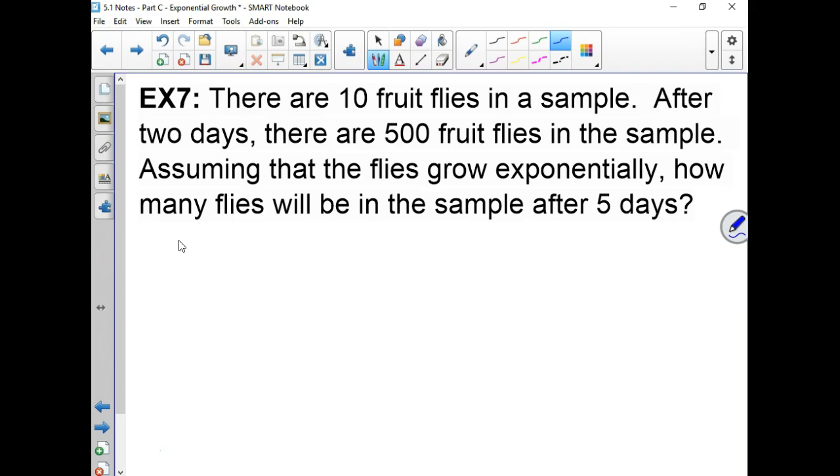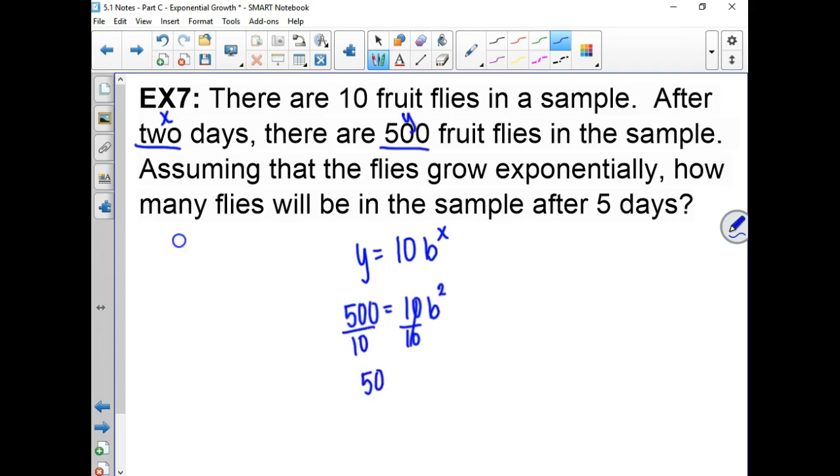So if we start with 10 fruit flies, we've got y equals 10 times b to the x power. We do not know what b is, but we do know after 2 days, which would be our x, that we have 500 fruit flies, which would be our y. So we're going to plug in 500 for our y, and it's going to equal 10 times b to the second power. So we're going to divide both sides by 10 to solve, and we get 50 equals b squared.